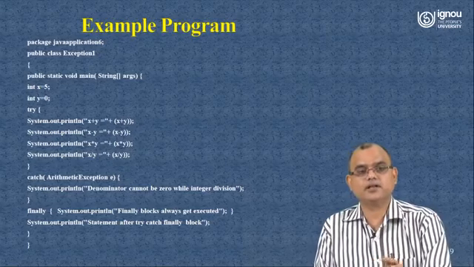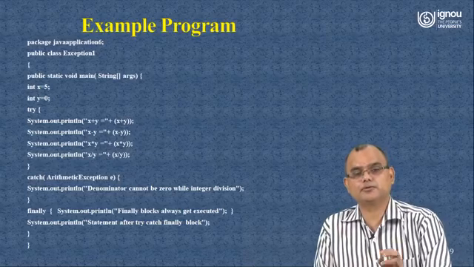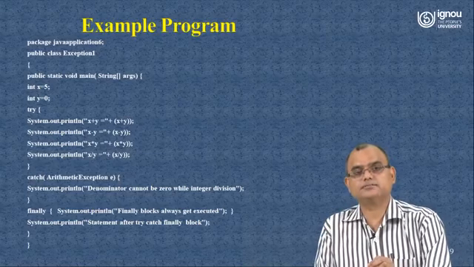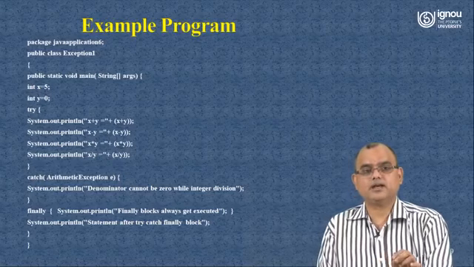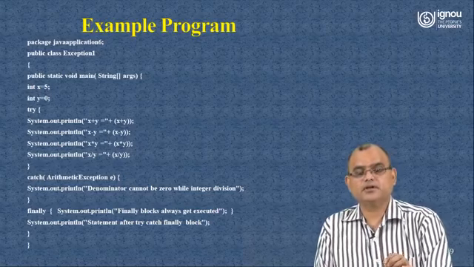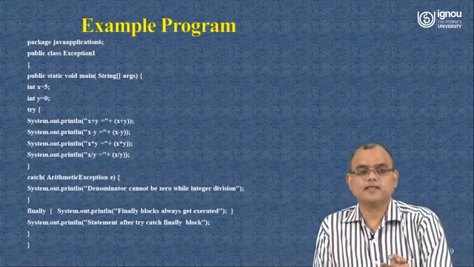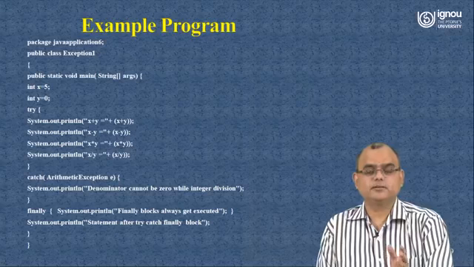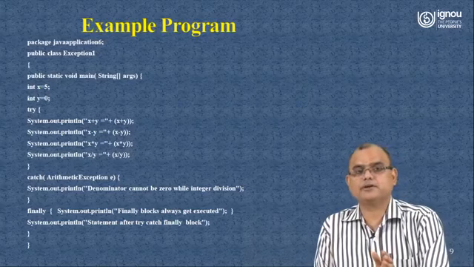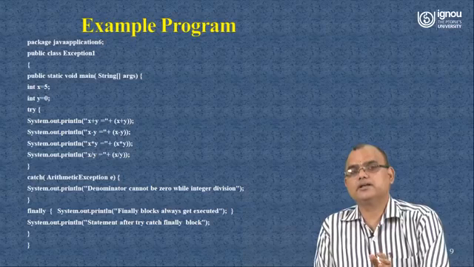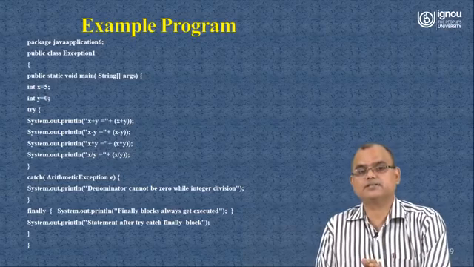If that is happening, that is an exception, and that exception will be thrown by your system. That exception is called arithmetic exception. That arithmetic exception will be thrown if you are trying to divide one integer by 0. And in this program you can see you have one catch block. That catch block is expected to get one exception that is of type arithmetic exception.